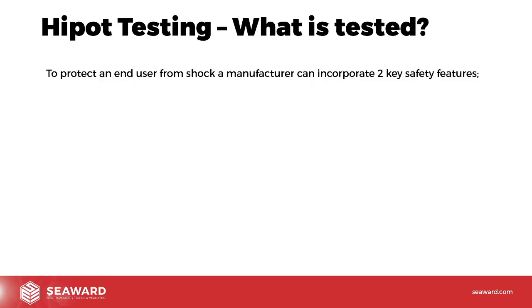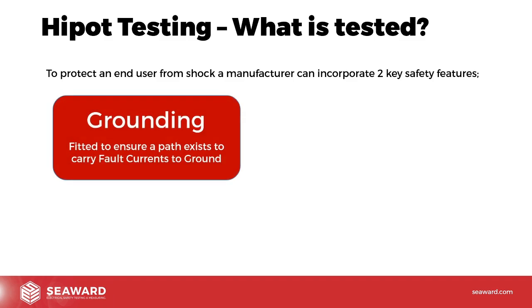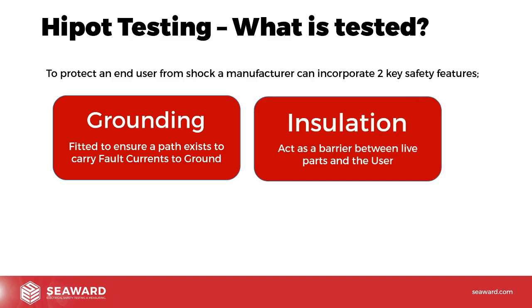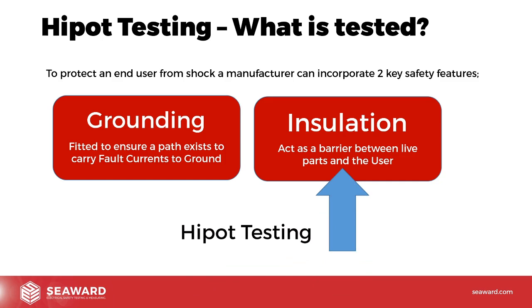So let's talk about what is tested. We've already really answered this question, but just to elaborate a little bit more. To protect the user from shock, a manufacturer can look to employ a number of safety features, the two key ones being either grounding, where we're fitting an external path to ground so that any fault current will flow nicely away to earth, keeping us safe, or they can add insulation. And that insulation acts as a barrier between the live parts and the parts we can touch as a user or an operator. And this is essentially where the Hipot test comes in. We're effectively stressing the insulation.